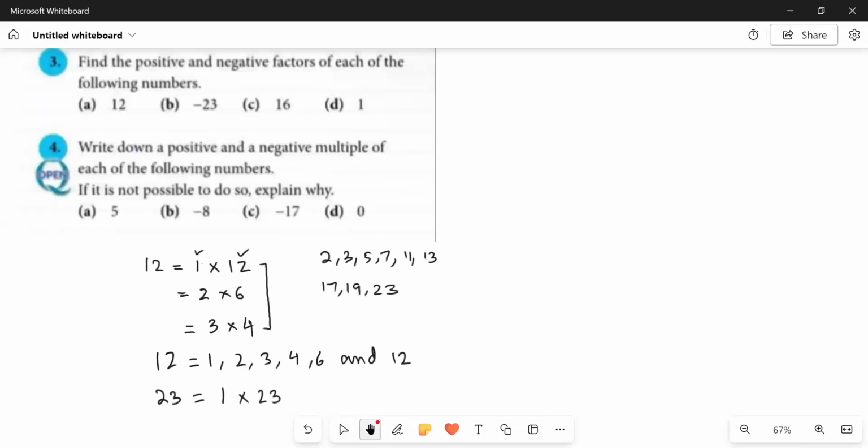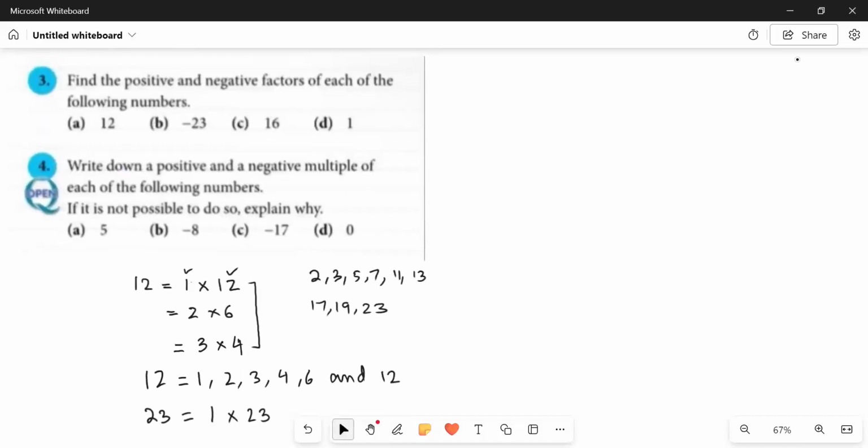So now let's find out the positive and negative factors of each of the following numbers. If we have a positive number, it could be a product of 2 positive numbers. For example, 1 into 12 is equal to 12. And similarly, if I multiply negative 1 by negative 12, I'll get 12, because minus minus will cancel out and it will also yield a positive answer. So we could have both positive and negative factors of a given number.